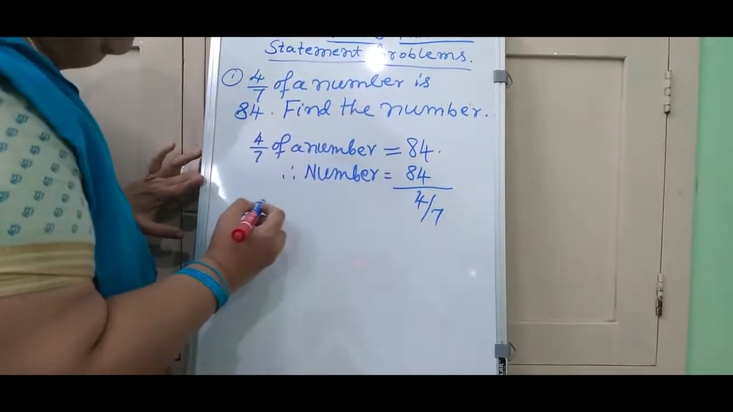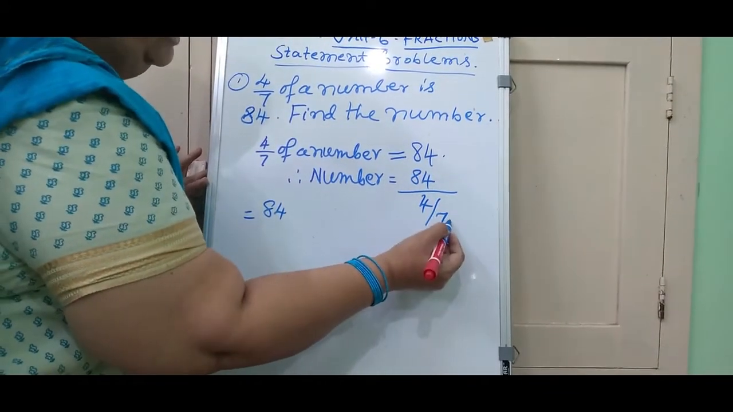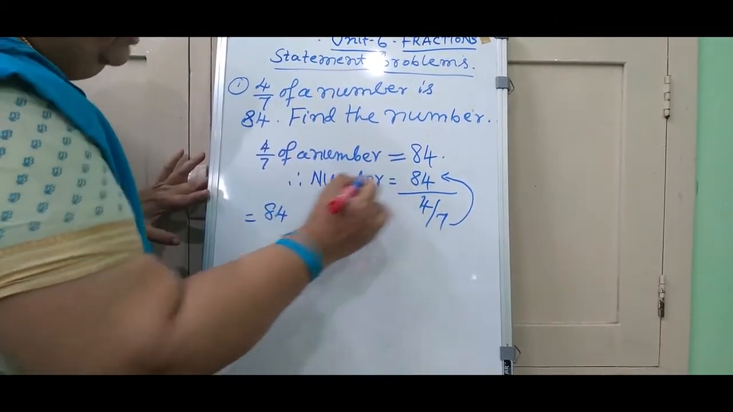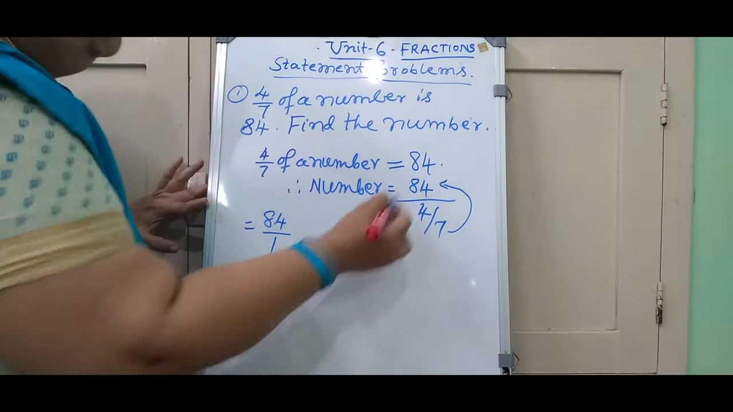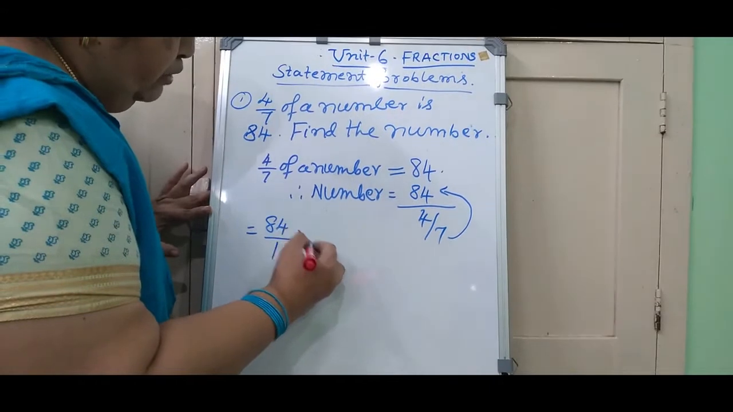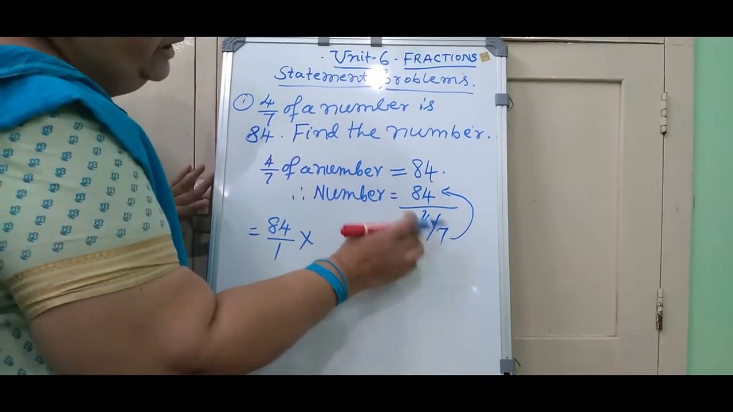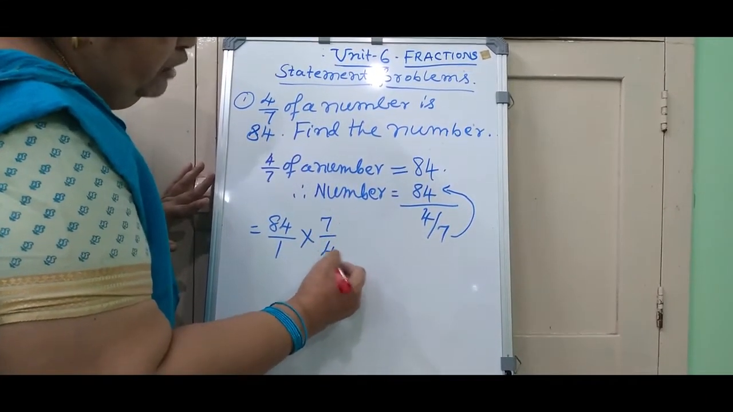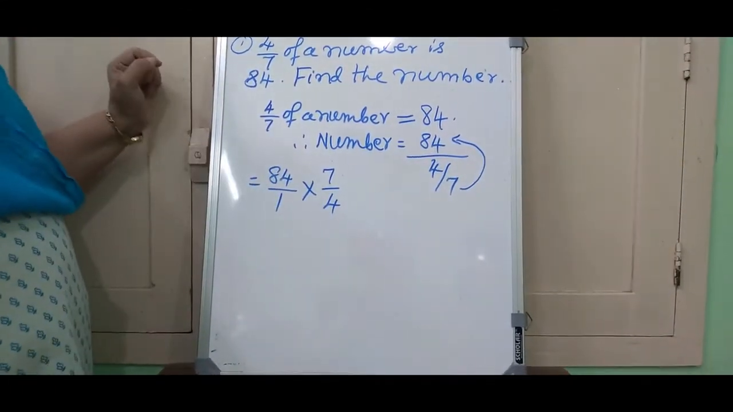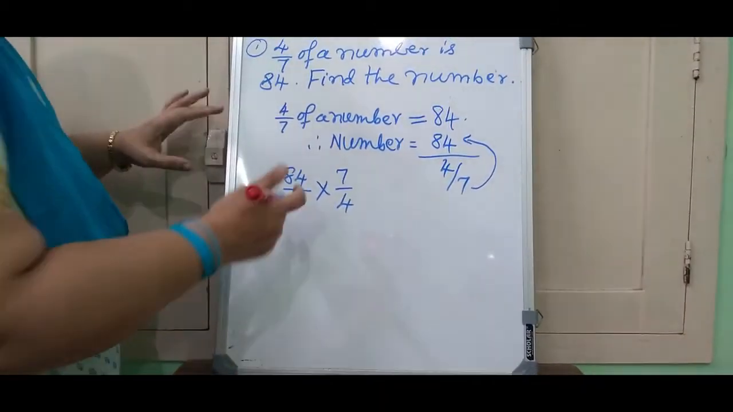How can I write this once again? See, 84. This 7 we will take to the upper part. See, 7 is shifted to the upper part. Or you can also write one more step, simply 84 by 1. You can consider this as 84 by 1 and then write the multiplication sign here. This entire thing is whole divided by, so we are writing the reciprocal of this, 7 by 4. So this 7 is shifted to the numerator from the denominator. Just now I told you how to divide the fraction. So we have taken the reciprocal of this 4 by 7.